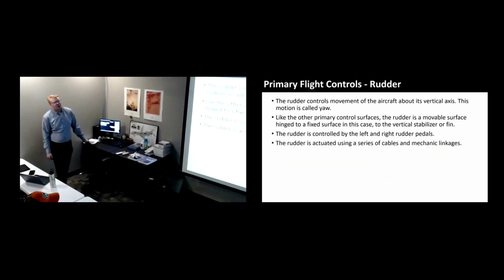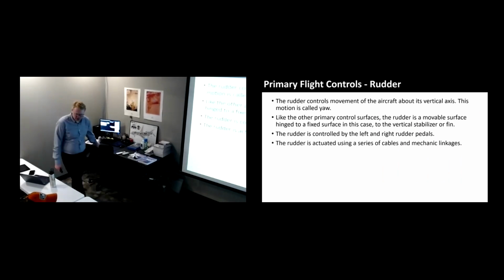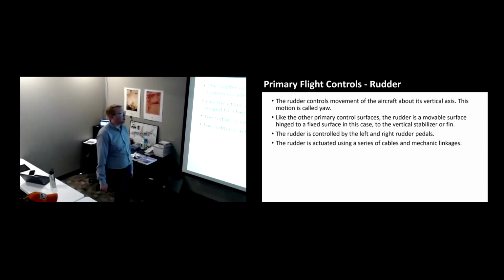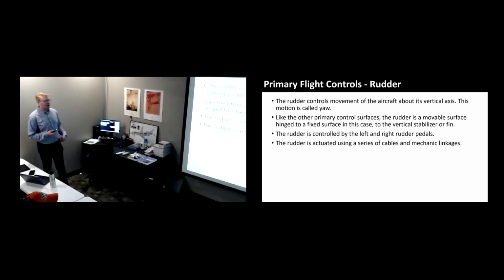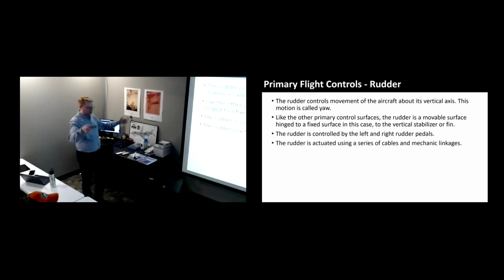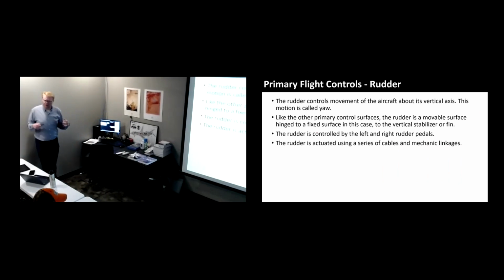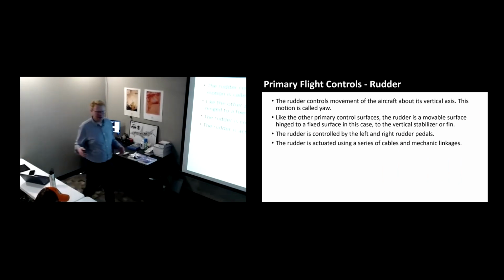Okay, the next one, we talked about it in good detail in the last few classes. We just kind of gave an introduction to it. A rudder, this is our ability to move around the vertical axis. This motion we call yaw. Like the other surfaces, this is also a movable surface. It's attached to a fixed surface, the vertical stabilizer, or we generally refer to the whole piece in the back as a rudder. Like we kind of refer to the whole tail as an elevator.